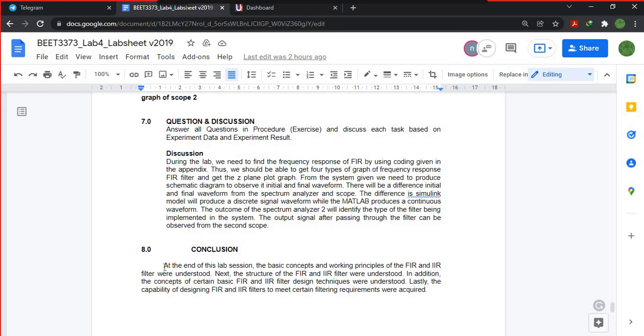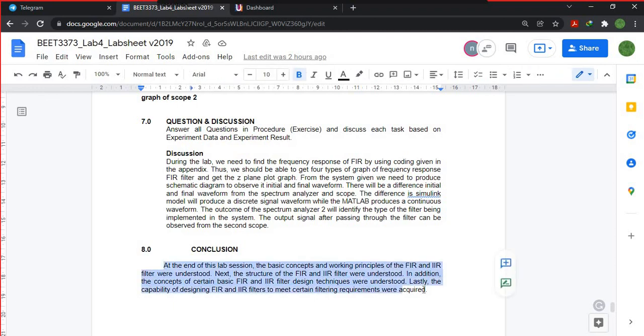So this is our conclusion. At the end of the lab session, the basic concept and working principle of the FIR and IIR filters were understood. Next, the structure of the FIR filter was understood. In addition, the concept of certain basic FIR and IIR filter design techniques were understood. Lastly, the capability of designing FIR and IIR filters to meet certain filtering requirements was accurate.